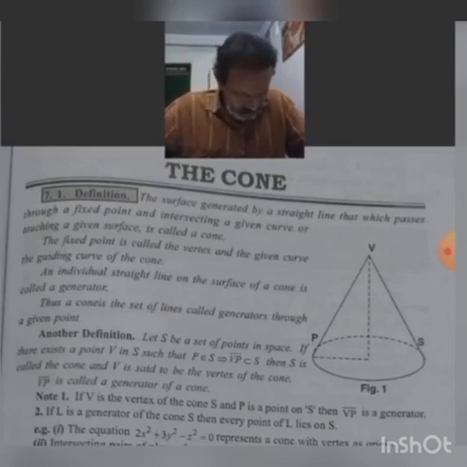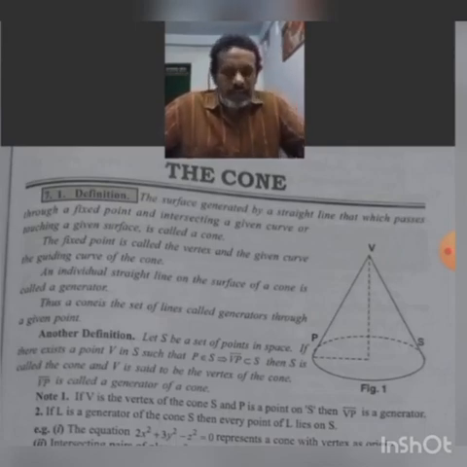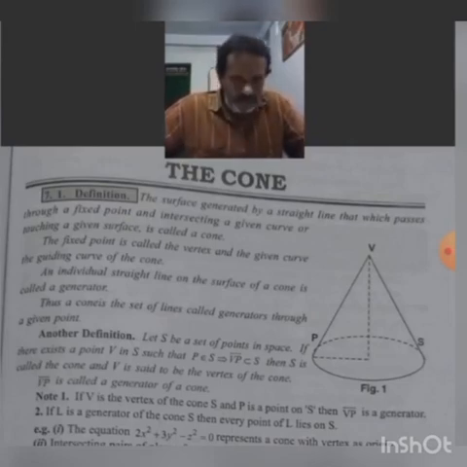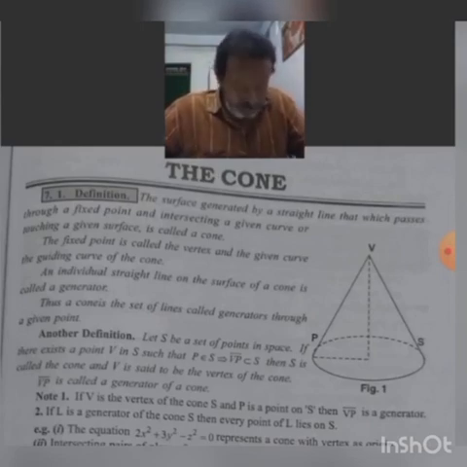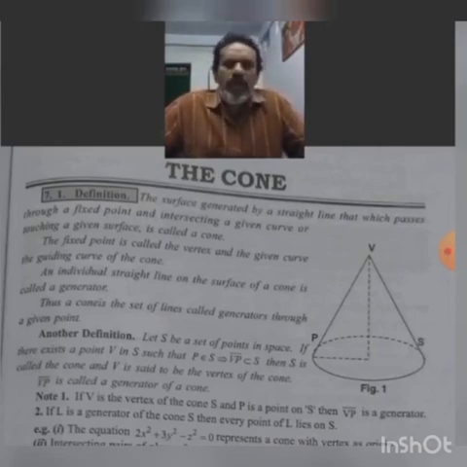Here VP and VS are nothing but slant lengths, heights; they are called generators. A line perpendicular from V is a line of symmetry.